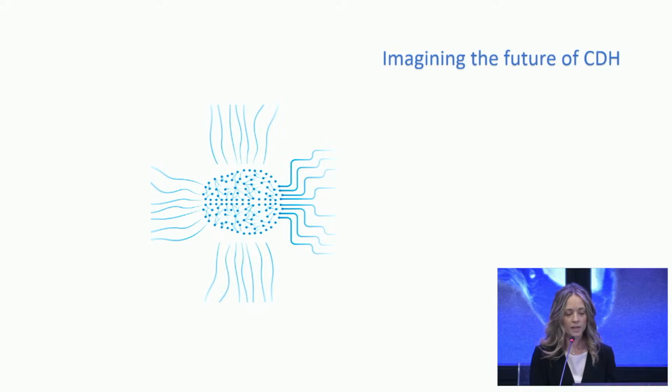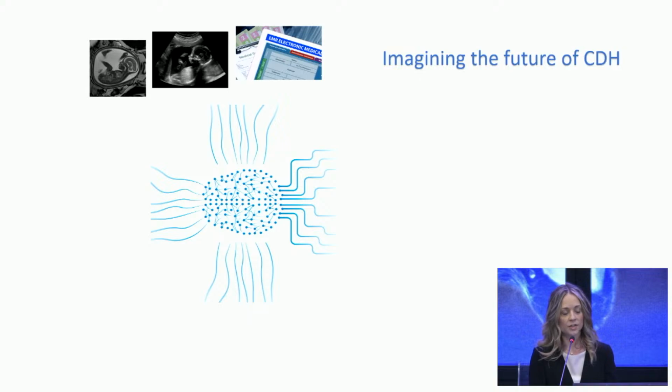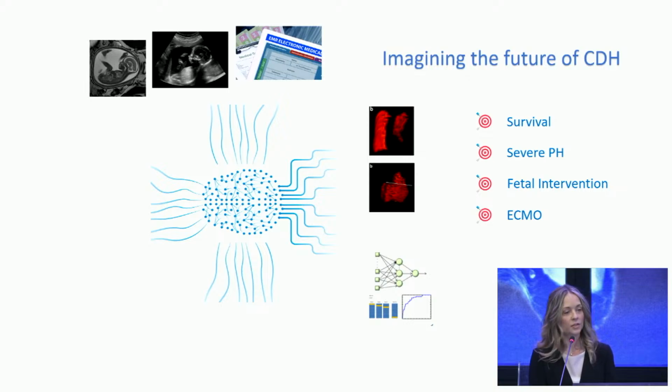So now, how can we imagine the future of CDH? I think that artificial intelligence will enable us to perform a multimodal data acquisition during the prenatal phase. Then, automatic segmentation of lungs and liver will be feasible, and we will be able to build a predictive algorithm for specific outcomes, for example, survival or severe pulmonary hypertension, but also for selection of patients for fetal intervention or patients who are going to need extracorporeal support.